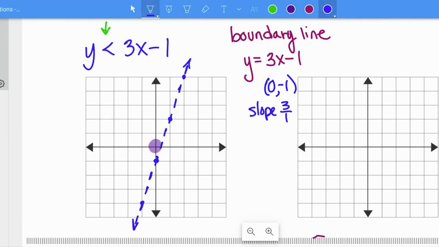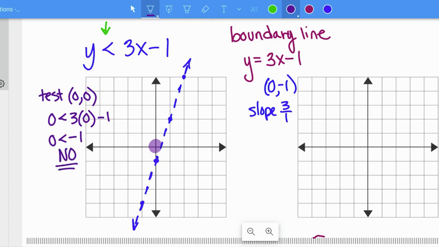And if I test that point out, meaning I check to see if it's a solution, right? So if I'm testing 0, 0 on this side of the line, I'm going to put 0 in for y and a 0 in for x into my inequality, and I'm going to see if that makes a true statement. So is 0 less than 0 minus 1, negative 1? This is not true, meaning this point right there is not a solution. At that point, if I find a no, I know I'm going to shade in the other side.